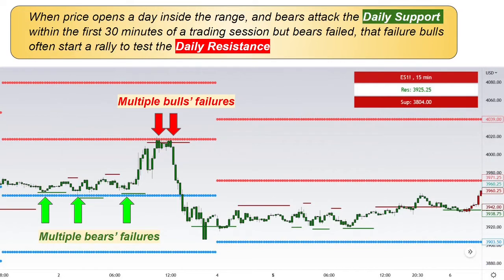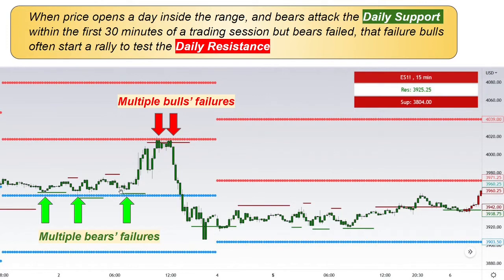When price opens the day inside the range and bears attack the daily support, like here, you see bears actually failed three times. If bears fail, that failure inspires bulls to start a bullish attack, and that was a great example. You see, they tested the support, the upper blue line, twice pre-market, and then one more time at the open.